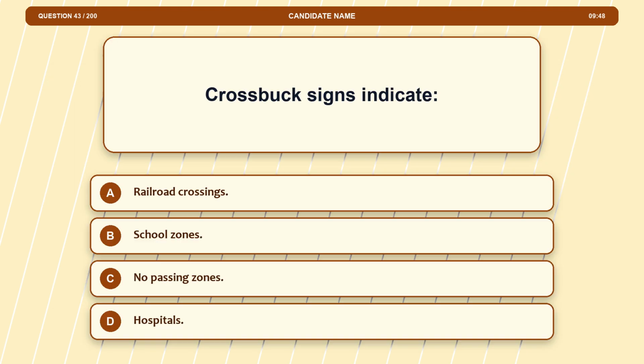Question 43. Crossbuck signs indicate: Option A, railroad crossings. Option B, school zones. Option C, no passing zones. Option D, hospitals.